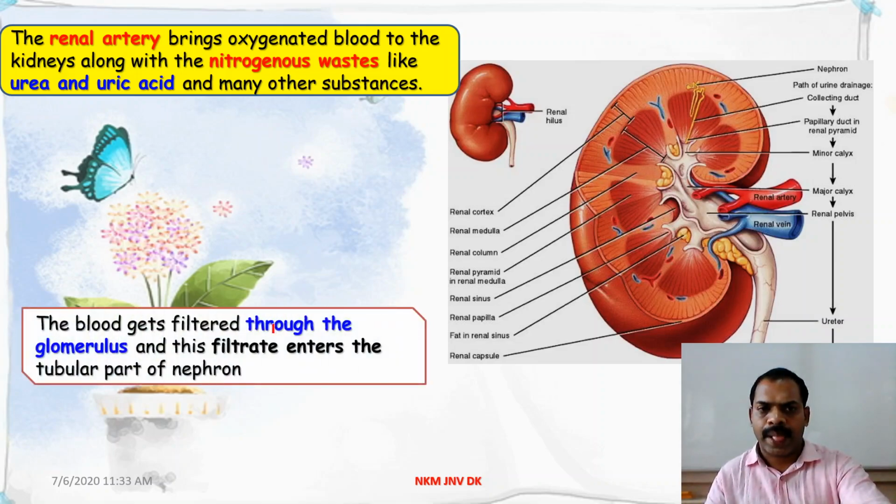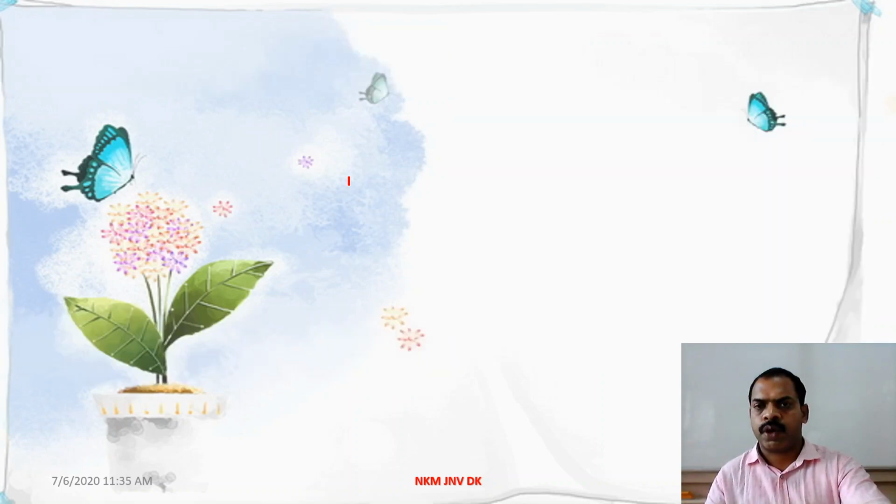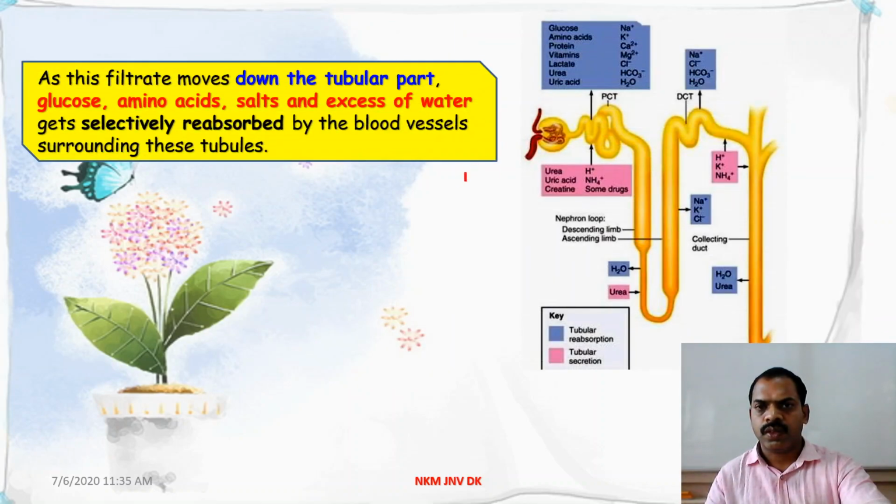Now what will happen? The blood gets filtered through the glomerulus. I told you about the glomerulus, the area where the blood is getting filtered. Then that filtrate will enter the tubular portion of the nephron. In the nephron structure, you should remember the tubular part of the nephron. I am showing you the tubular part of the nephron. Here blood capillaries are not shown. Only the tubular part of the nephron is shown.